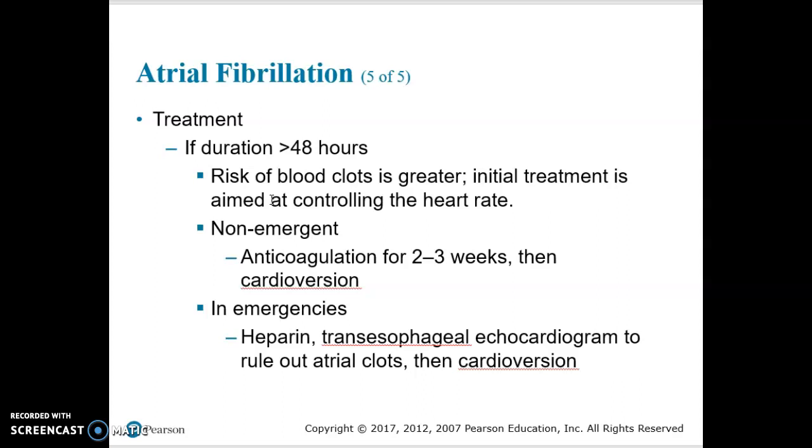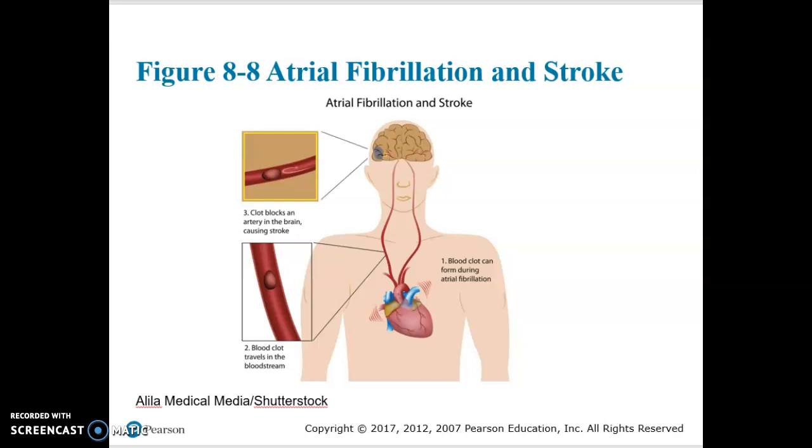you know they've been in a normal rhythm and they just converted into atrial fib, then they will go ahead and cardiovert them back. But if they come in randomly and you don't know, they're going to treat them like they've been in atrial fib for greater than 48 hours, okay?